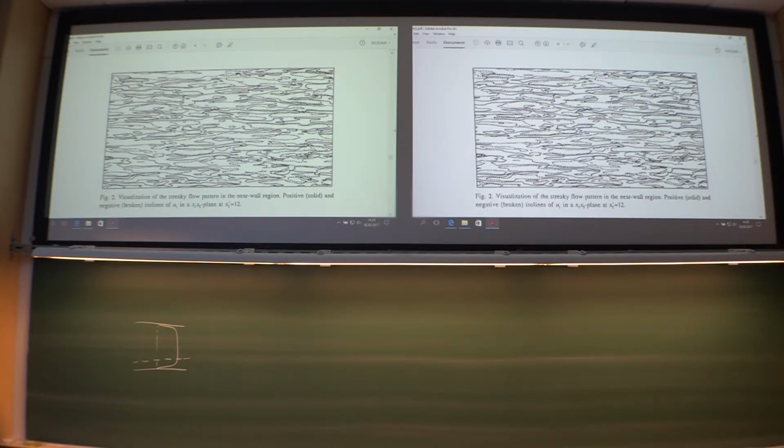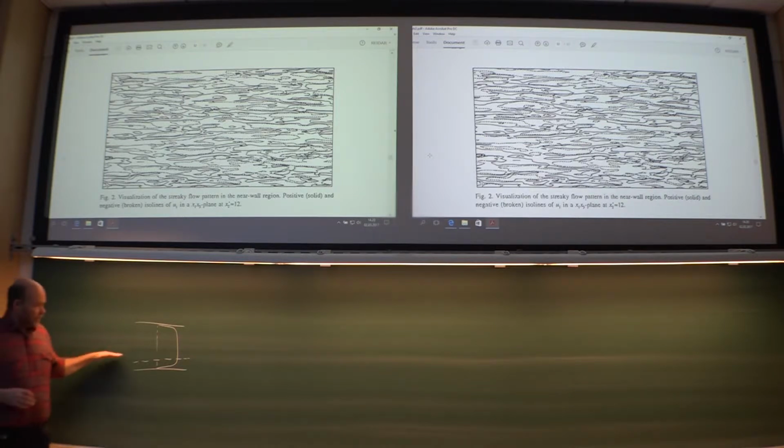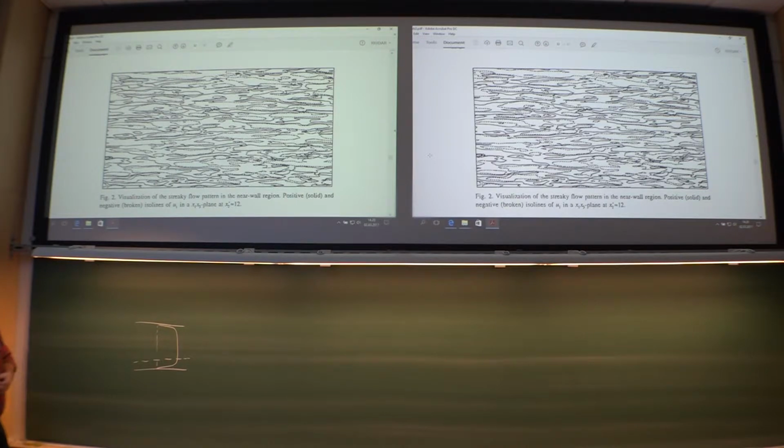Here it's plotted the streamwise velocity, but then I have subtracted the average velocity. So here the solid lines will be a region where the streamwise velocity is bigger than the average. The dashed areas are where they are smaller than the average velocity.